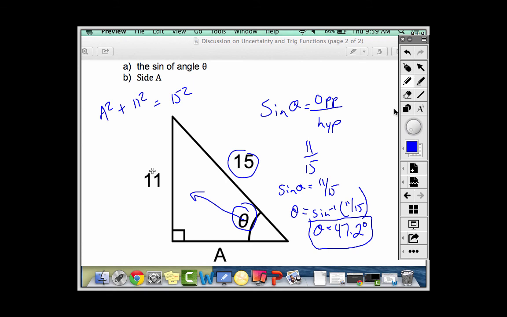I basically want to get A squared by itself, so if you do a little algebra and you take this 11 squared and bring it over to the right-hand side, you get A squared equals 104. Right? Well, that's not quite the answer. I'm going to take the square root of 104, and I get A equals 10.2. And that was my answer for A.